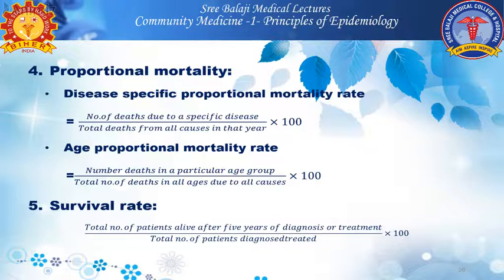We have got something called proportional mortality rate: number of deaths due to a specific disease divided by total deaths from all causes in that year, into 100. Then we have survival rates, which is the total number of patients alive after 5 years of diagnosis or treatment divided by total number of patients diagnosed or treated, into 100.